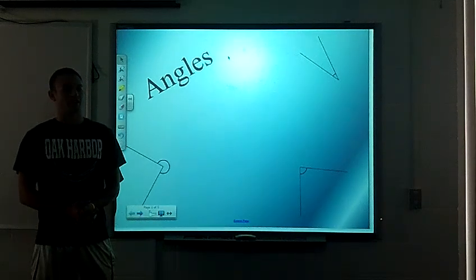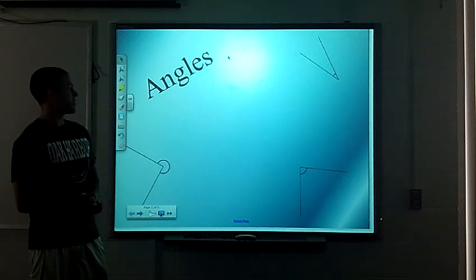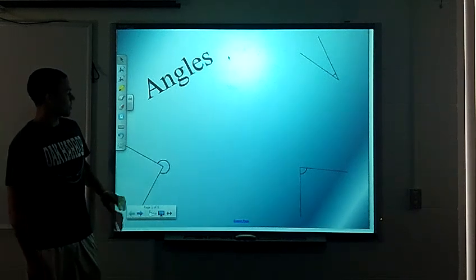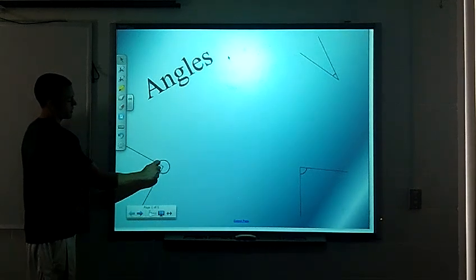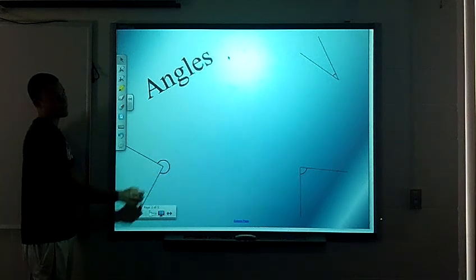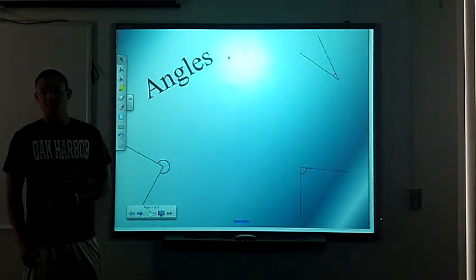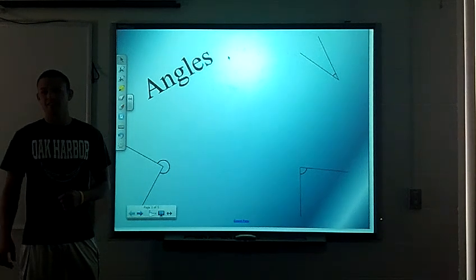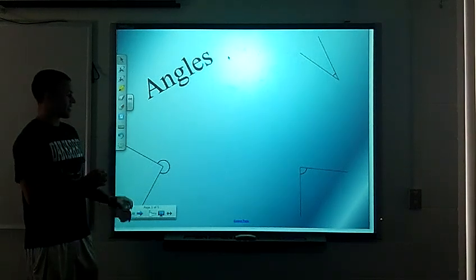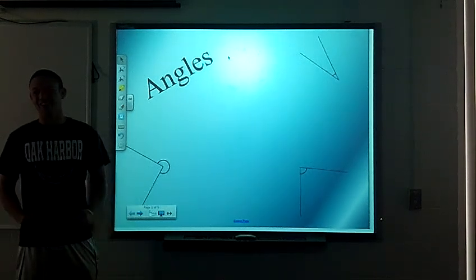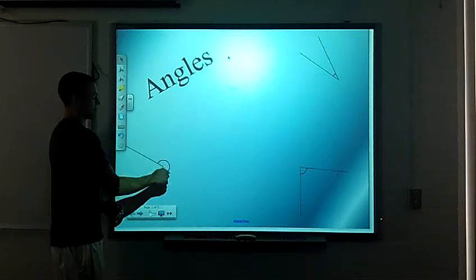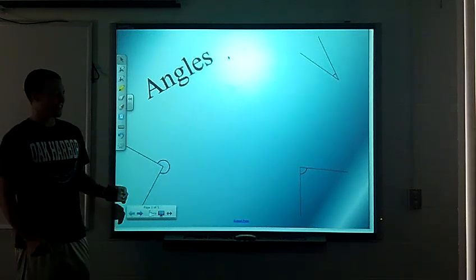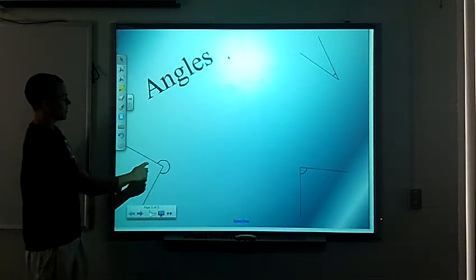Alright class, today we're going to be talking about angles and their different measurements. Before we get started too far, does anybody know what this half semicircle is? 90 degrees? No, not necessarily. Only if it were a right angle and it was a square shape, that would mean that it's a right angle. But does anybody know what this line means?